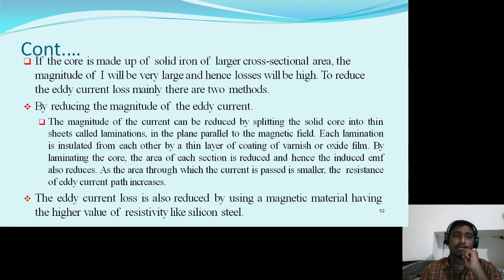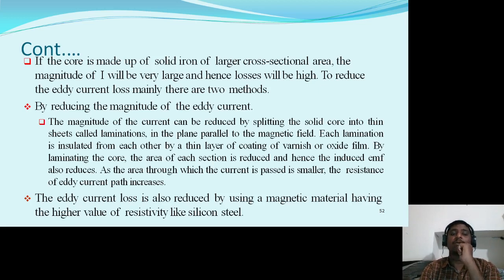Clear? So just observe point-wise. If the core is made up of solid iron of large cross-sectional area, the magnitude of the current will be very large. Obviously, if the area is more, the current will be more. Hence, if the current is more, the losses will be high. To reduce the eddy current losses, there are methods. Till now I said that eddy current losses are generally I square R, right? So for a large cross-sectional area, the current magnitude may be high, then the losses may be high.